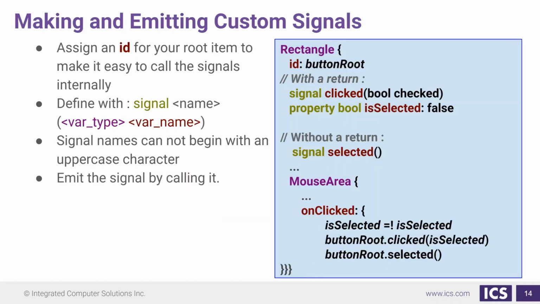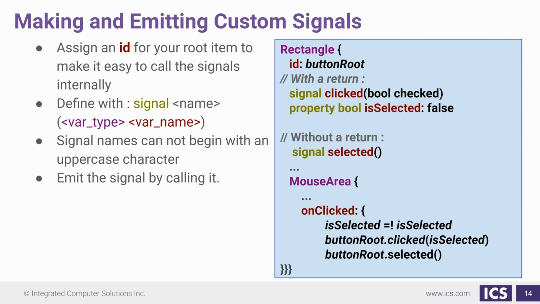Now, to make a custom signal for a custom item, the first thing that we need to do is assign an ID to our root item. And this makes it really easy to reference the signal internally and clearly indicate where the signal is coming from. So here we have a clicked signal. If we were to just, in the mouse area, when the clicked happens, say clicked, it's going to automatically try to refer to the mouse area's clicked. So we want to make sure to fully qualify it by setting an ID.